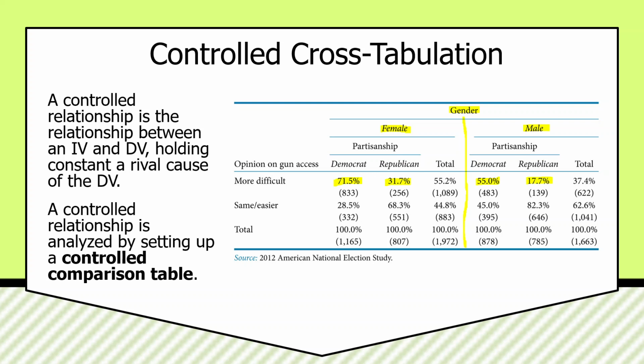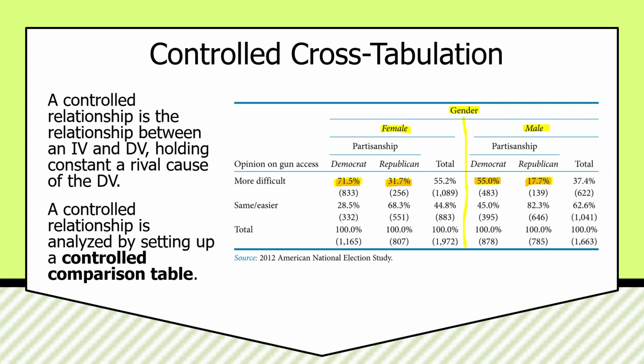Also, a control comparison table like this permits us, by jumping between the female and male crosstabs, to examine and evaluate the effect of the control variable on the dependent variable while controlling for the independent variable. So for example, we can look at the effect of gender among Democrats by comparing this number, 71.5, to this number, 55.0. That's the controlled effect of gender for Democrats. And similarly, 31.7 for Republican females and 17.7 for Republican males. We can look at the effect of gender on gun control opinions while controlling for partisanship.